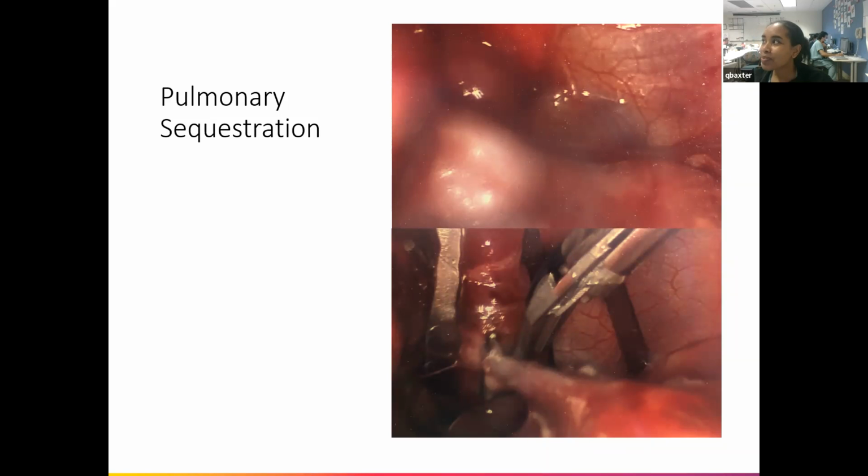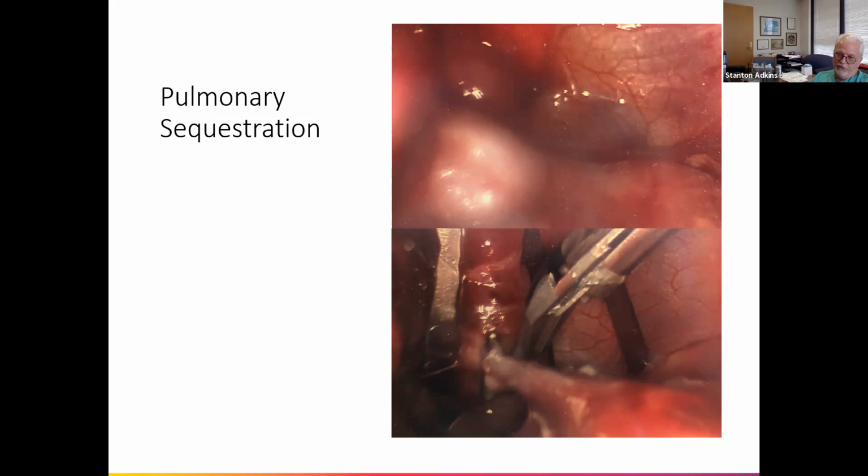A Doppler? Okay, you can do a Doppler. That's how we pick these things up prenatally. You see the abnormal blood vessel coming off the aorta and going into the lung. Or a CT angio?